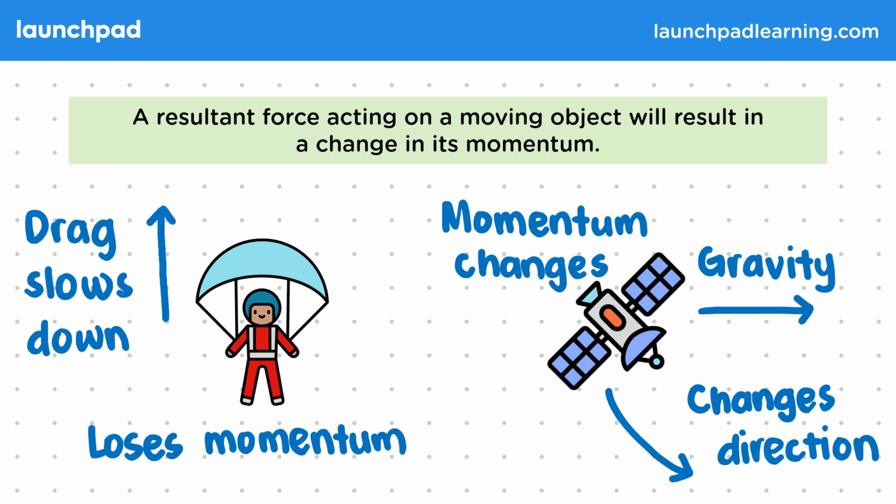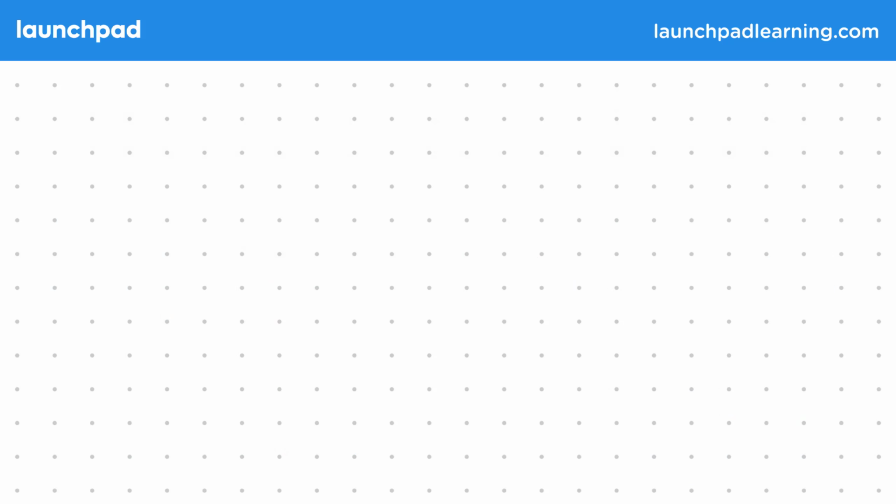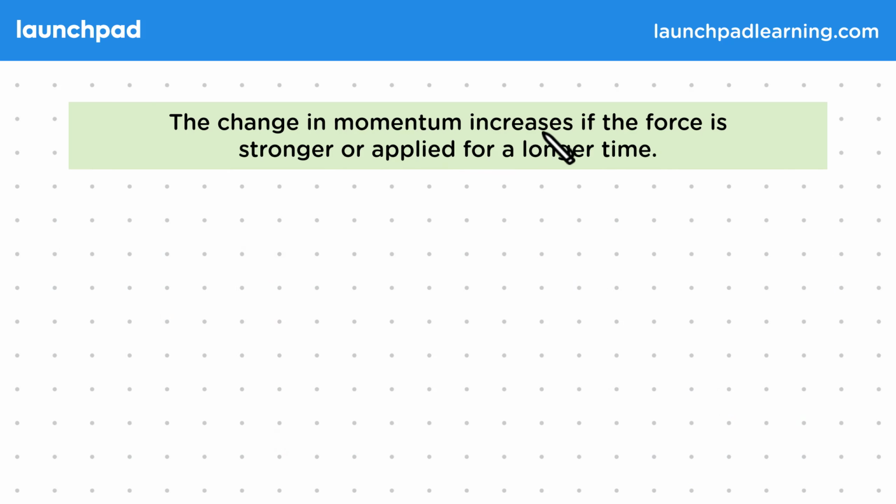This changing direction example won't come up in your exams, but it's helpful for understanding the link between forces and momentum in more detail. You could be asked to explain how simpler examples like parachuting show a force causing a change in momentum though. Now let's look at what determines how much momentum will change. The change in momentum increases if the force is stronger or applied for a longer time.